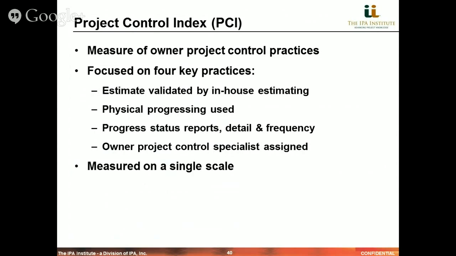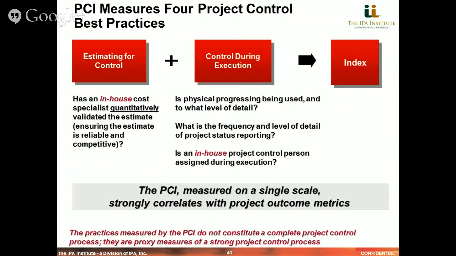And we've taken this rather simple construct and created a single measurement using a single combination of these particular practices. And the PCI, the Project Controls Index, measures those four project control best practices in the fundamental construct shown in this graph. Estimating for control, and we're looking at in-house cost specialists validating the estimate, and control during execution around physical progressing, the frequency of reports, and the extent to which there's an in-house project controls person or team assigned during execution.